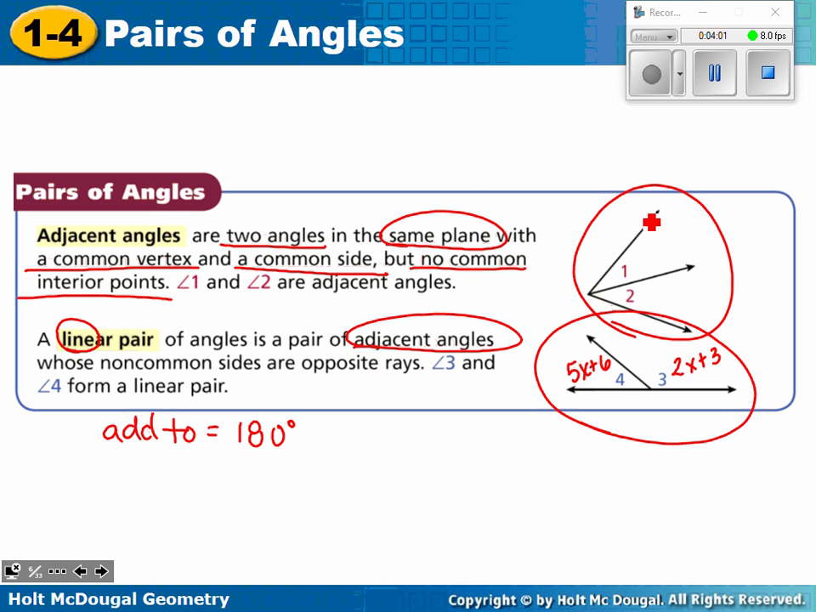Are we good with linear pair? Okay, a linear pair has to form a line. They have to be adjacent. And that means that their non-common sides will end up being opposite rays because they're pointing in opposite directions. Okay?